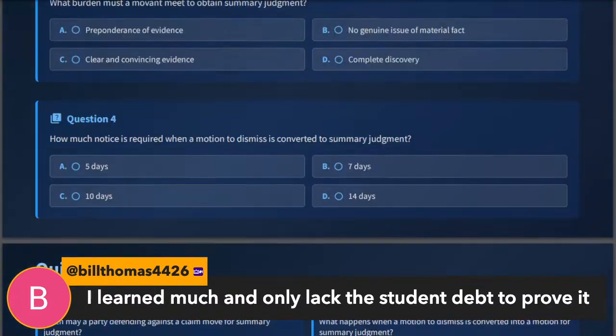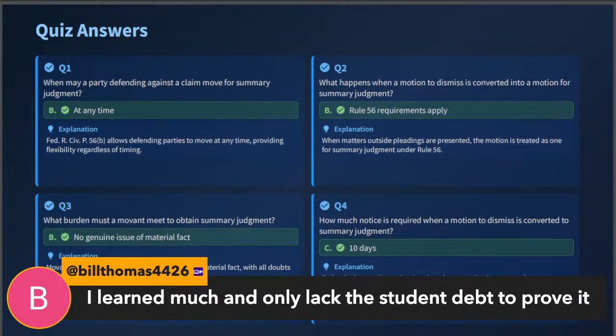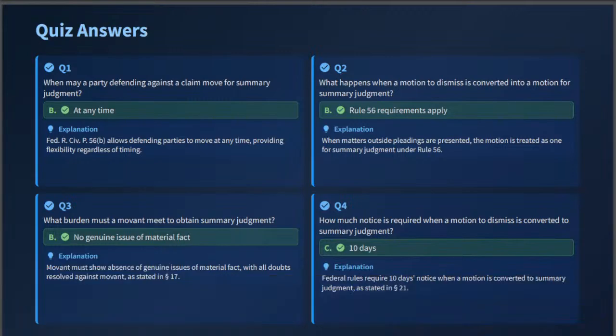Bill Thimmett 4426 says, I learned motion only lack the students that to prove it. Yeah, exactly. All right, so there it is. I think we get it down there. I'm confusing myself here, so make sure you put the number along with answers in the future, so I don't get easily confused with that.